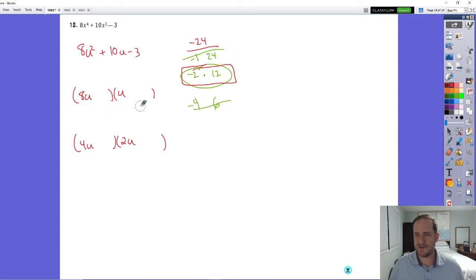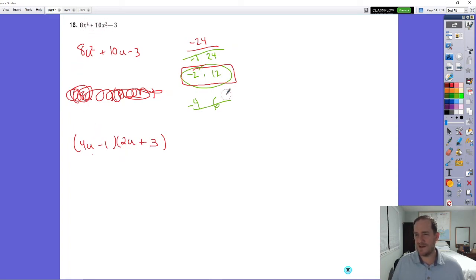Can I do 8 times an integer to get a 2 or a 12? The answer is no. So if we're after only integer entries, which we definitely are, we're going to go with the 4 and the 2, because 4 times 3 will give me the 12 that I want. And 2 times negative 1 will give me the negative 2 that I'm after. So that all checks out. This was never actually an option. This is my factored form.